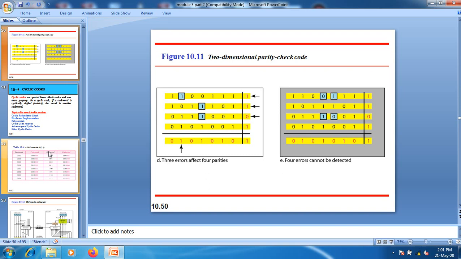The next one is a 3-bit error. Whenever a 3-bit error occurs, it can affect the row as well as the column parities. Row parity as well as column parities. So we can easily detect 3-bit errors. When it comes to 4-bit errors, in that case we may not be able to detect these errors.